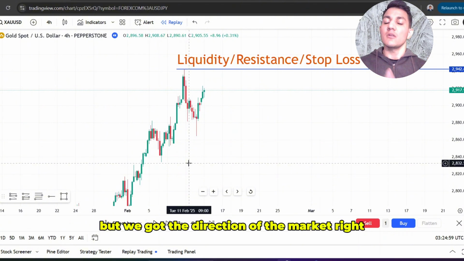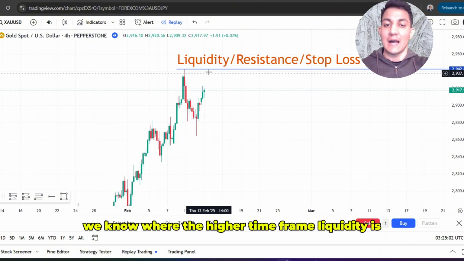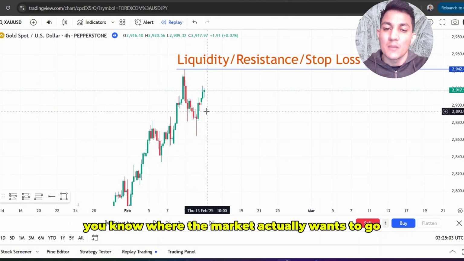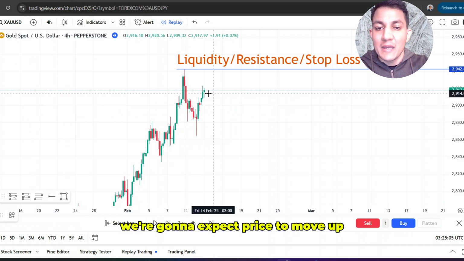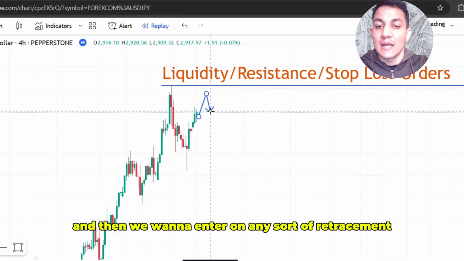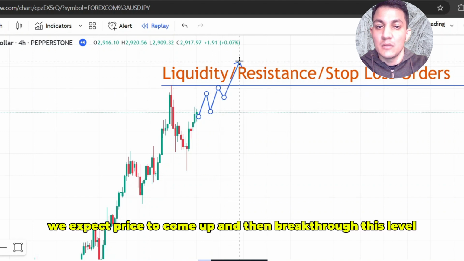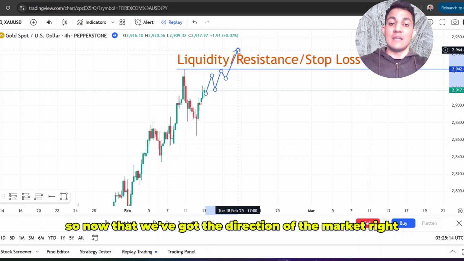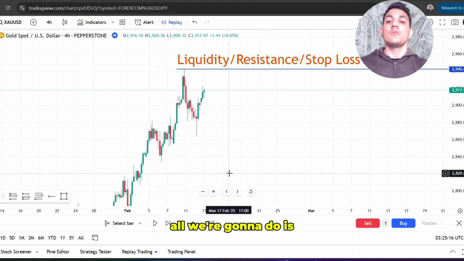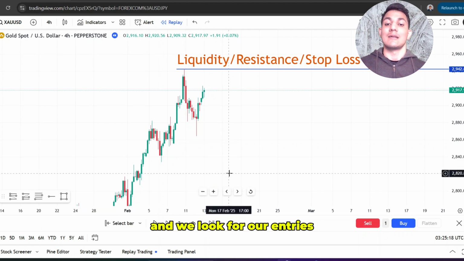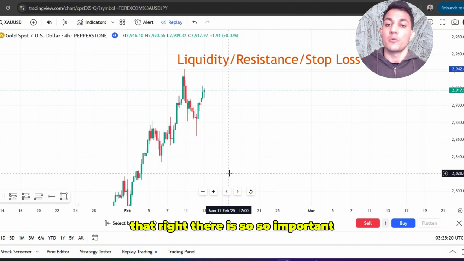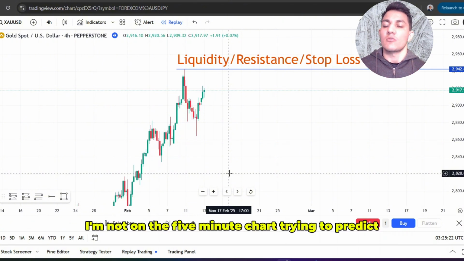But we've got the direction of the market. We know where the higher time frame liquidity is. We know where the market actually wants to go. We're going to expect price to move up like that, and then we want to enter any sort of retracement on the lower time frames. We expect price to come up and then break through this level. So now that we've got the direction of the market, all we're going to do is get in the lower time frames and look for our entries. That right there is so important. I'm not on the 5-minute chart trying to predict where price is going to go.